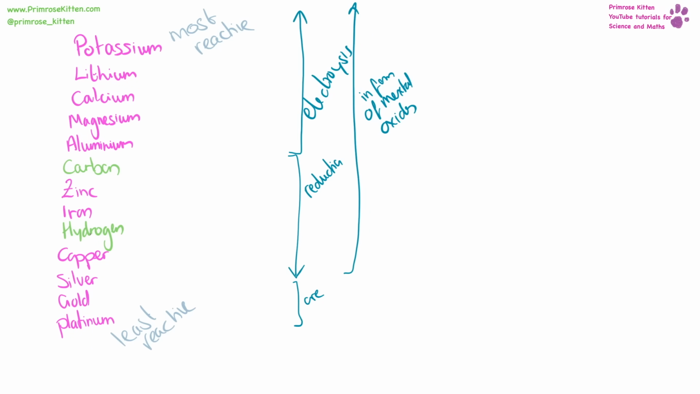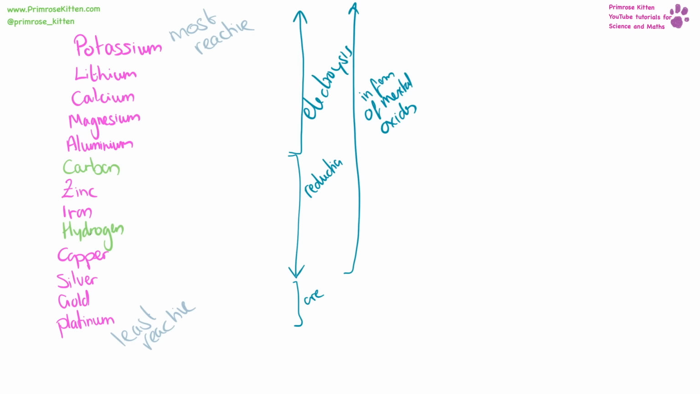You can also use this to predict the products from electrolysis. If the metal you are using in the electrolysis is more reactive than hydrogen, then you're going to get hydrogen as a gas. If it is less reactive, then you're going to get something else as a gas.